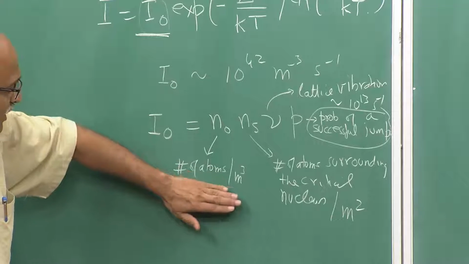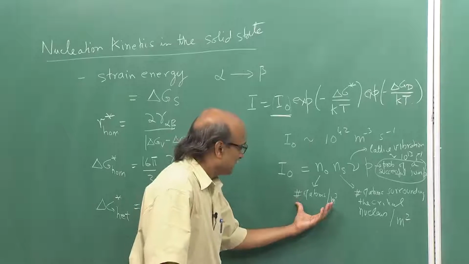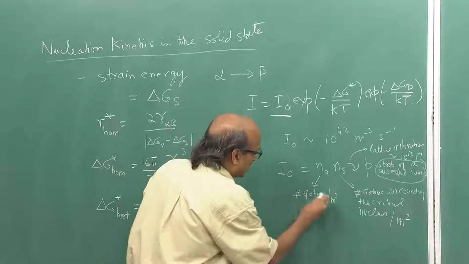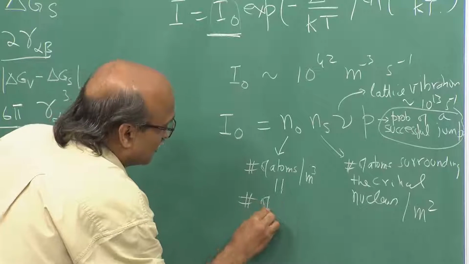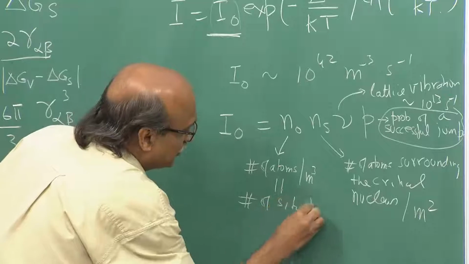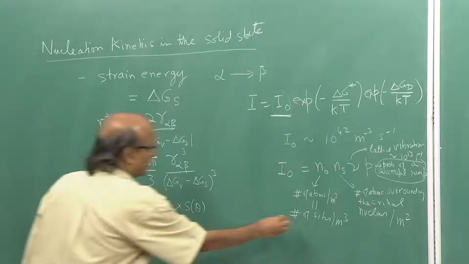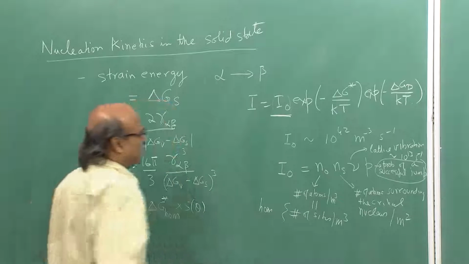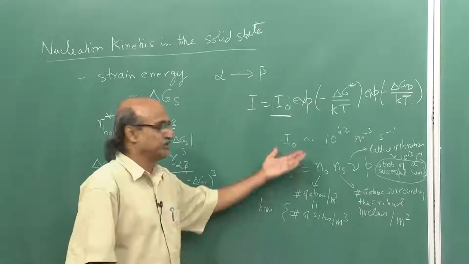N0, the number of atoms per meter cube, in fact, this number of atoms per meter cube is taken in the homogeneous case as the number of sites for nucleation per meter cube. This is for homogeneous. Now, the number of sites in the heterogeneous case, how are they going to change?